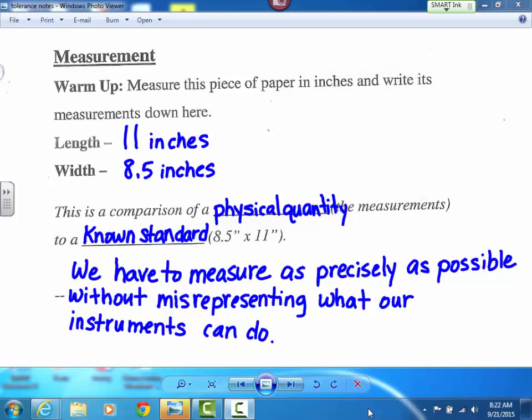No, most of you are shaking your heads no. That's what we're trying to get at here. We have to measure as precisely as we can. We have to get the best measurement we can without misrepresenting what our instruments can do. If I just make up a whole bunch more numbers and list them on the end of my measurement, I'm misrepresenting what my ruler can do. My ruler doesn't measure that small, so I can't have that many numbers. Does that make sense?